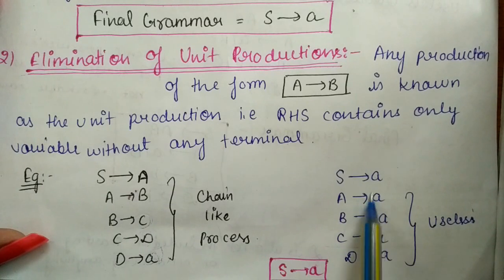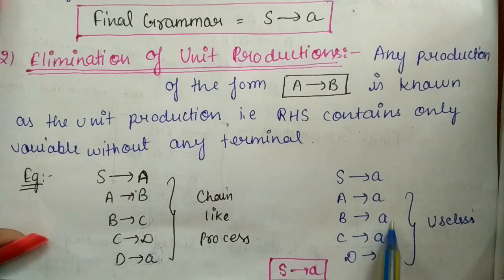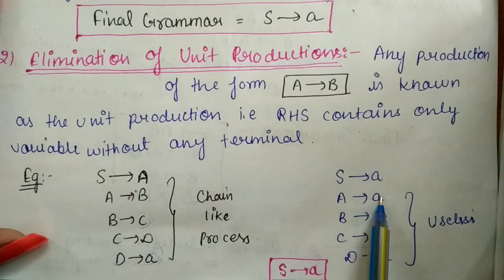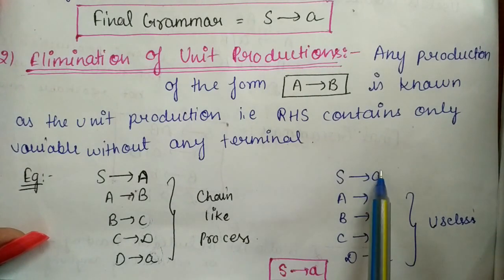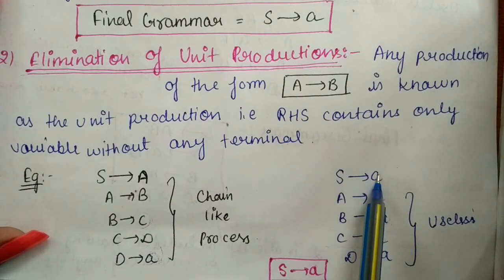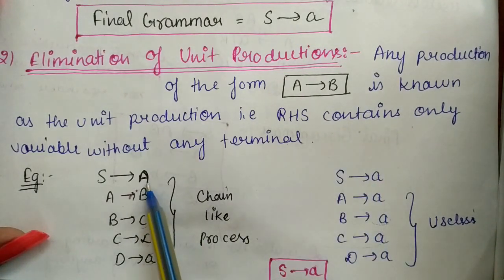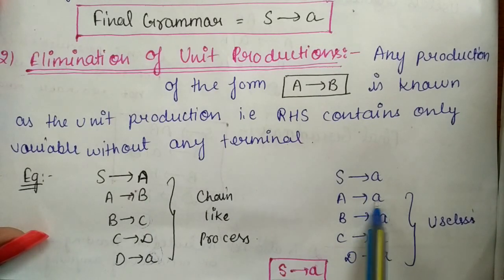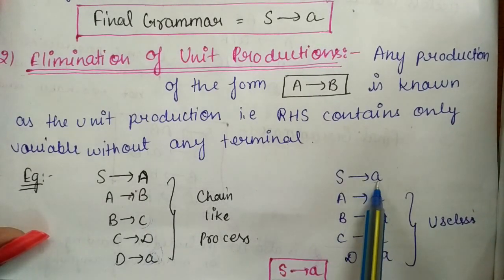Now here, what is the value of B? The value of B is A. So now we replace B by A. Now in the starting symbol, S tends to A, S tends to A, and the value of A is now this terminal here. So we replace this by this.